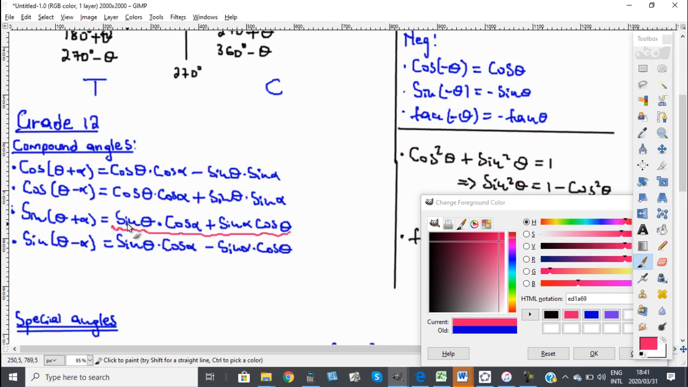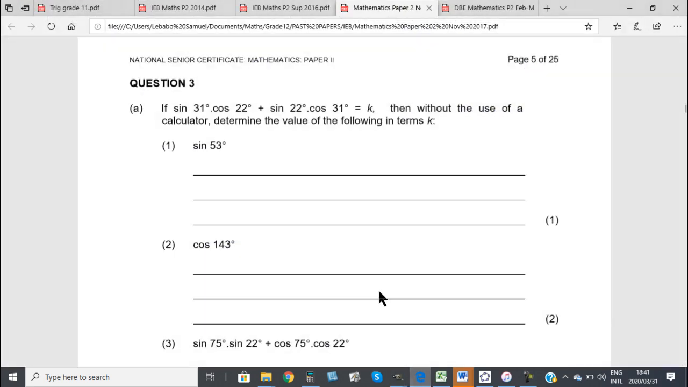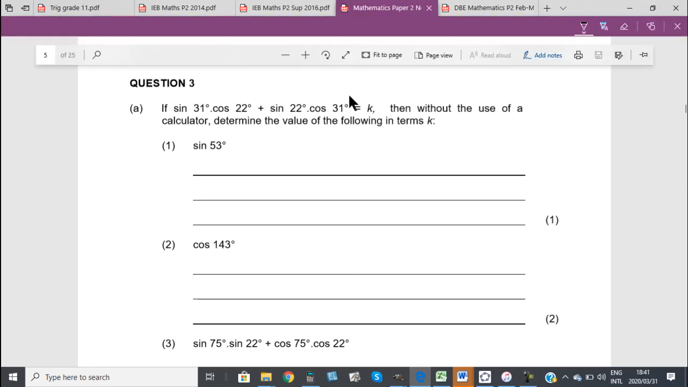So therefore, whatever is given can be written as that. This whole thing is just the same as, so you compound the sine. Because it's a plus here, remember the sign doesn't change. So this is sine 31 cos 22, then sine 22 cos 31. So this is just 31 plus 22. So basically that elegantly is just sine of 53.